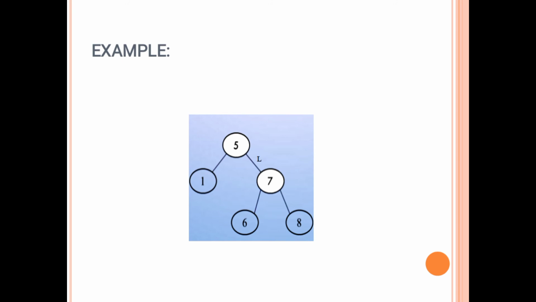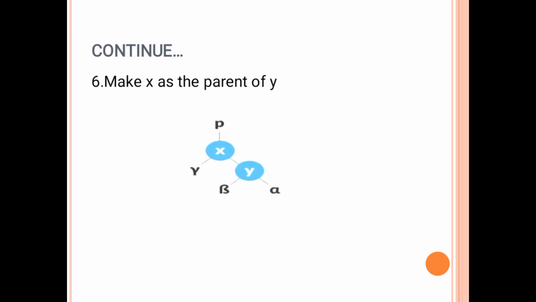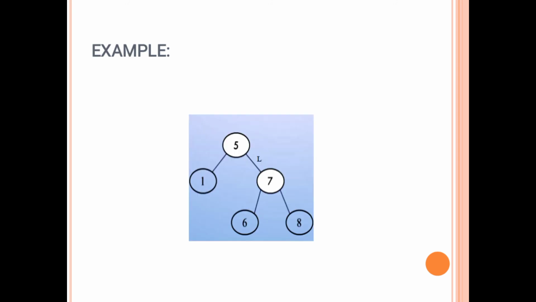Now we take some values as an example. In this tree we take 5, 1, 7, 6 and 8. First we check that this tree maintains the binary search tree property. After that we do the coloring of the tree. Here 5 and 7.